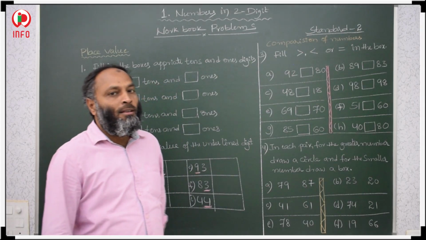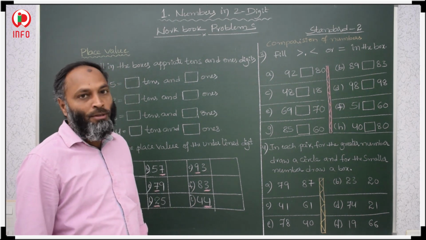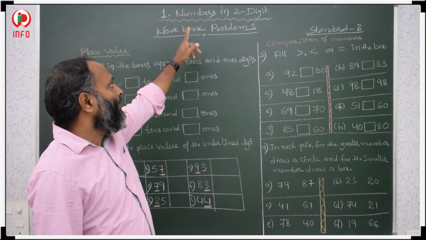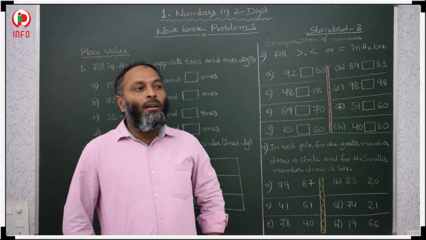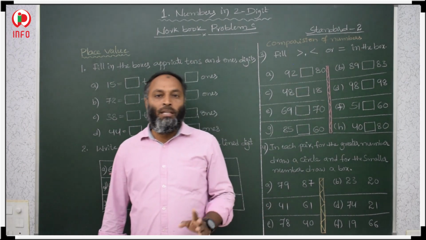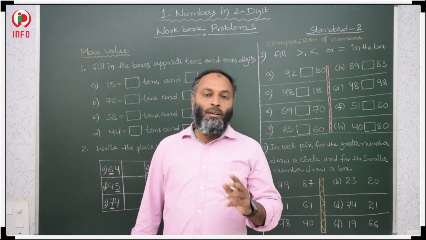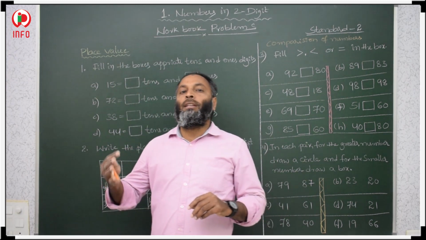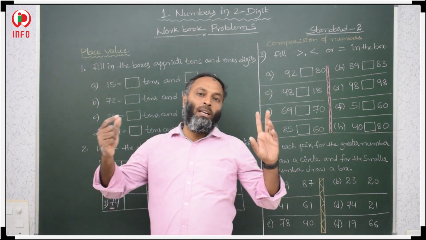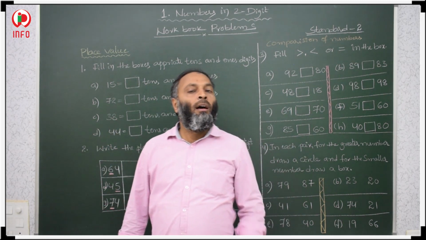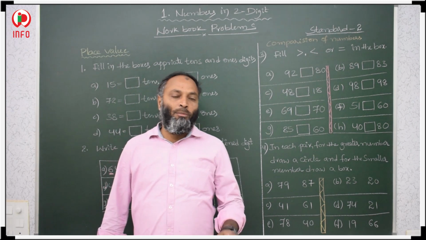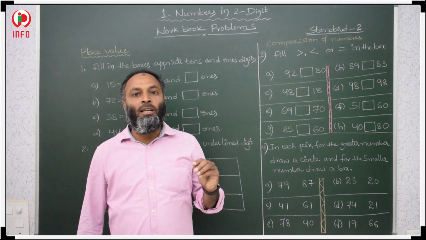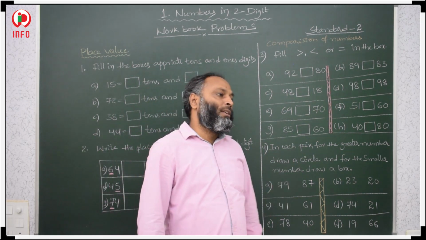Now students, we are going to do our workbook problems. In workbook problems, our topic is the first chapter, numbers in 2 digits. 2-digit numbers start from 10 and go to 99. 10, 11, 12, 13, 14, 15, 16, 17, 18, 19, 20, all these numbers till 99 are 2-digit numbers. In this chapter, we are going to do 2-digit numbers from 10 to 99.